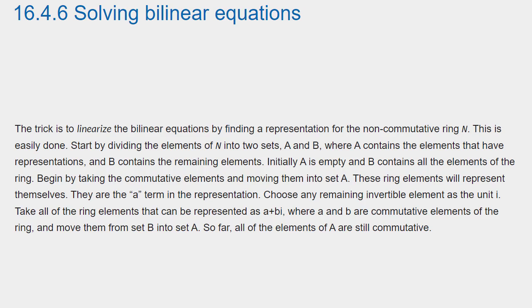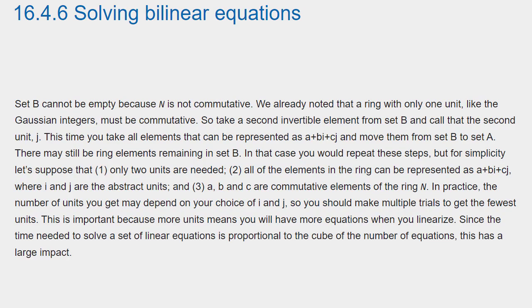Choose any remaining invertible element as the unit i. Take all of the ring elements that can be represented as a plus bi, where a and b are commutative elements of the ring, and move them from set B into set A. So far, all of the elements of A are still commutative. Set B cannot be empty because N is not commutative. We already noted that a ring with only one unit, like the Gaussian integers, must be commutative.